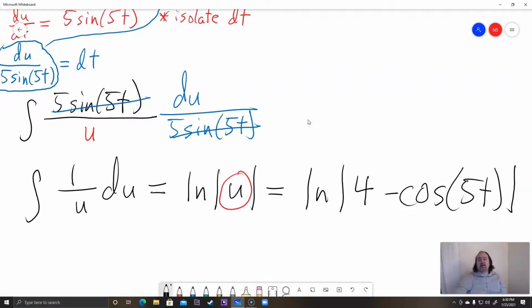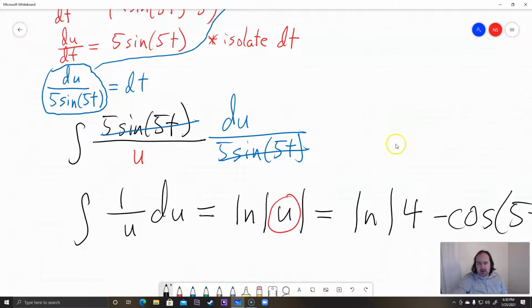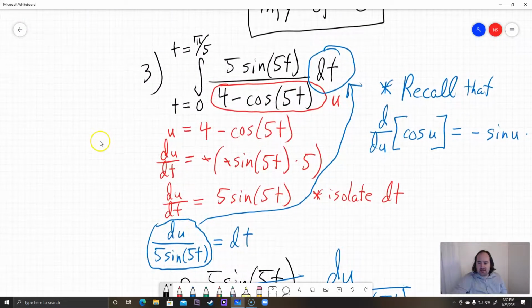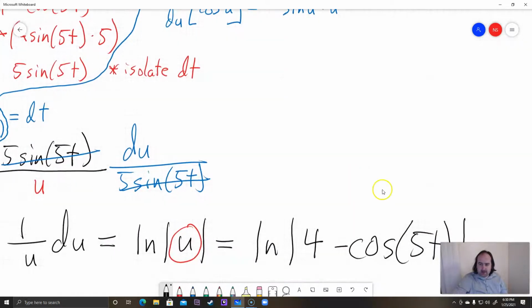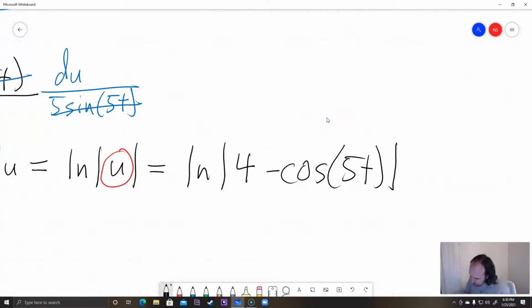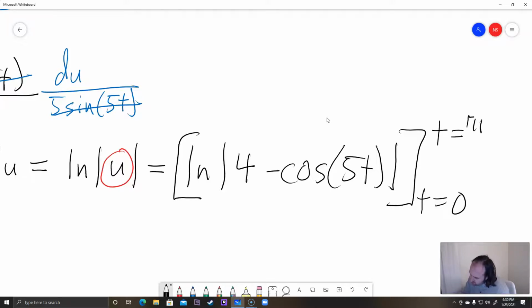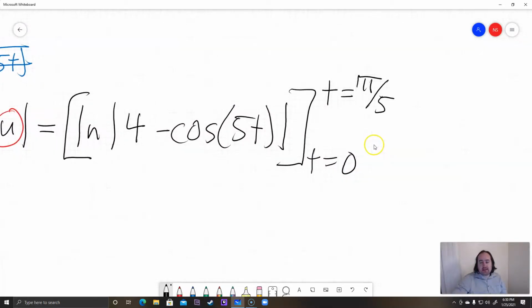Okay, and now that it's back in terms of t, I can go ahead and plug in the original numbers they gave us. So the original numbers went from t equals 0 to t equals pi over 5. Okay, so we're going to be going from t equals 0 to t equals pi over 5. Okay, and just like before, when you have a definite integral and you have the numbers, you plug in the top number first, and then you subtract the whole thing evaluated at the bottom number.